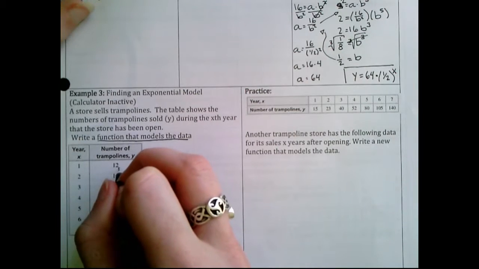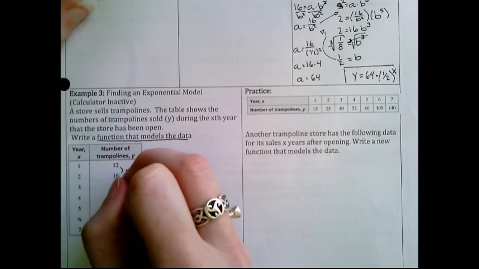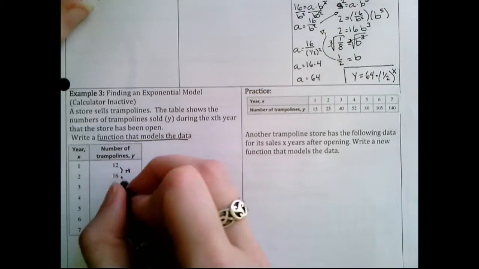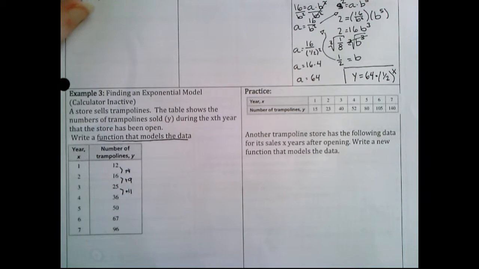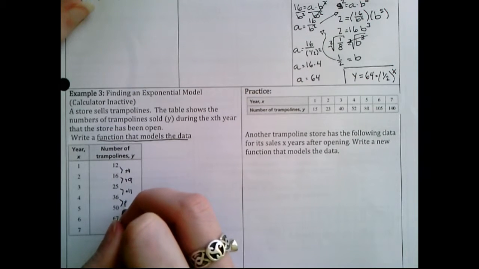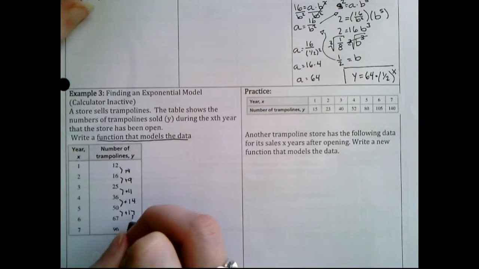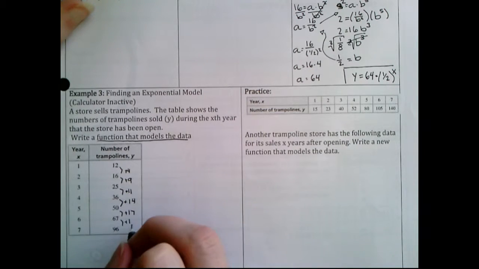If I look here though, 12 to 16, that's a difference of +4. Well, here it's a difference of 16 to 25, that's a +9. We've got a +11. But here it jumps up a bit. We have a +14, +17, and a +19. Yeah. No, +29.